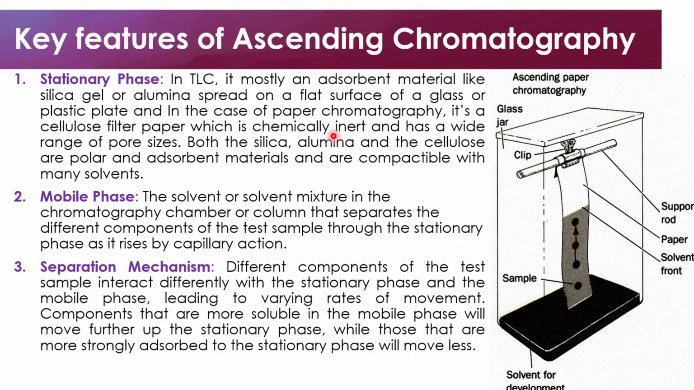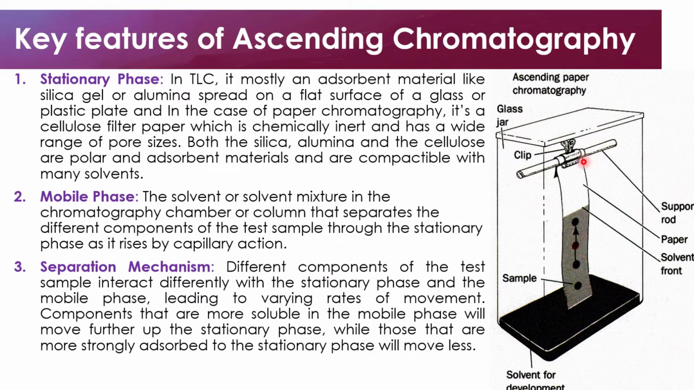What we have to note again is that the silica, the alumina, and the cellulose are polar and adsorbent materials and are compatible with many solvents. This property makes them ideal to be used as a stationary phase in chromatography. The next is the mobile phase. The mobile phase is the solvent or the solvent mixture in the chromatographic chamber or column that separates the different components of the test sample through the stationary phase as it rises by capillary action.